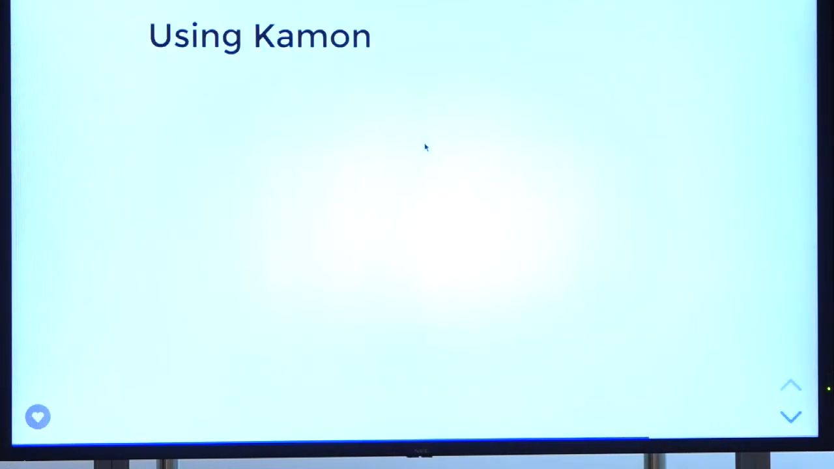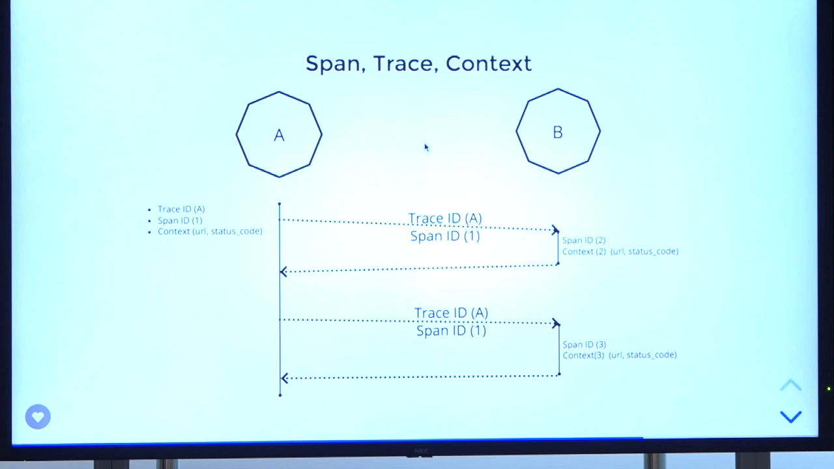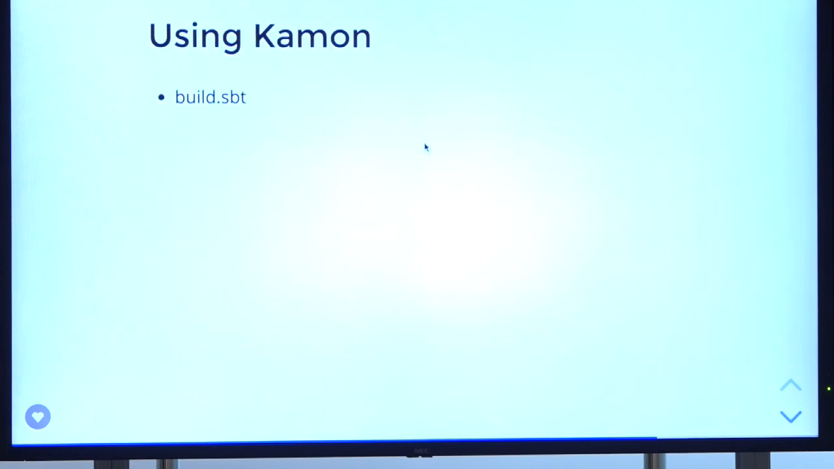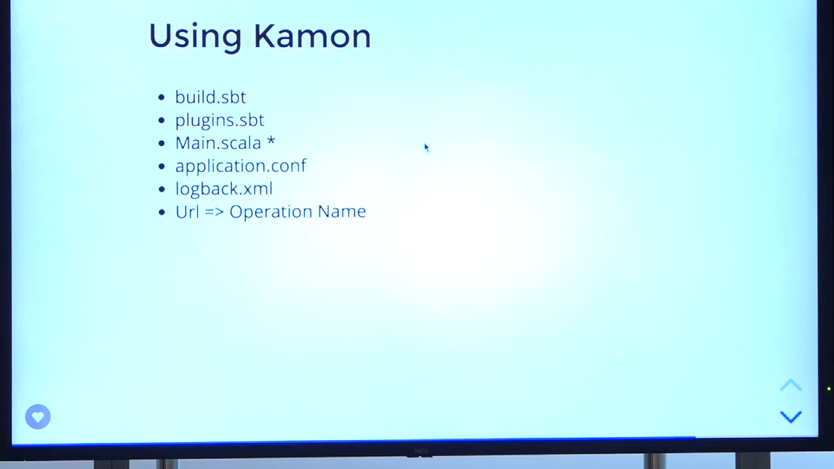And yeah, let's just recap. Make sure you didn't forget anything. build.sbt, plugins.sbt, Main.scala. It depends on how you set up a project, but it's very top level. You don't have to change anything in the actual logic of your project. Application conf, logbag, and then a way to go from URL to operation name.